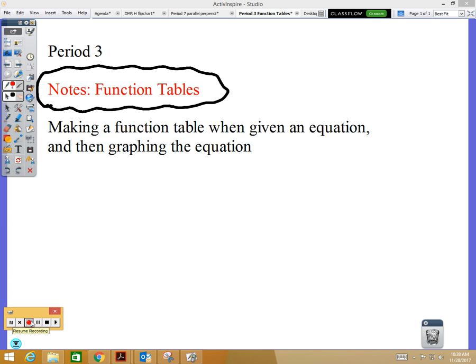Graphing the equation. So we're not going to be graphing today in our notebooks, but on the assignment, you're going to have 4 problems, and you're going to complete the function table and then graph it, okay? So in our notes today, we're just going to be completing the function tables. If you are still on your Chromebook, you need to go ahead and put that away, please.